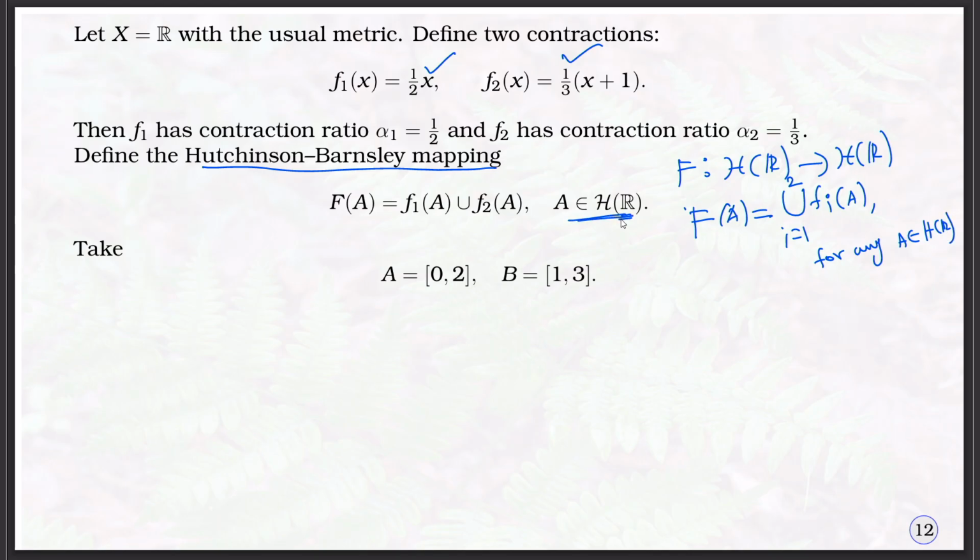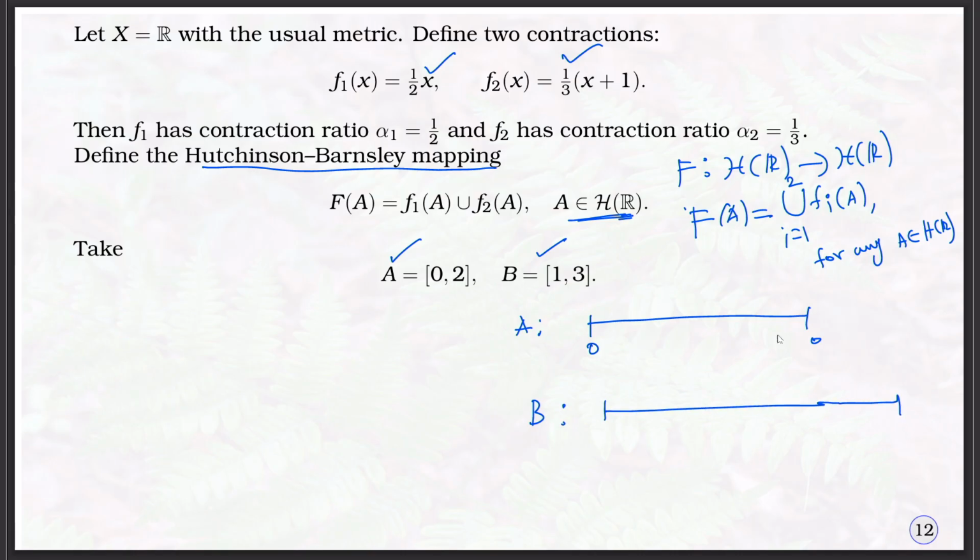So, we define it here. Now, let us take two sets, A is 0 to 2 and B equal to 1 to 3. So, basically 0 comma 2 is our A and our B is 1 comma 3. Maybe we can take it in the larger case. So, maybe we will consider this as 0 to 1 and this is 1 to 3.